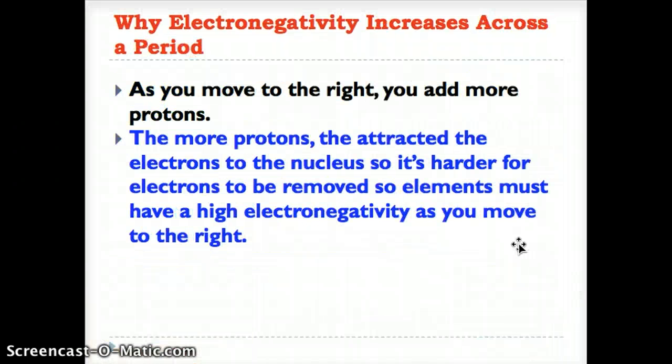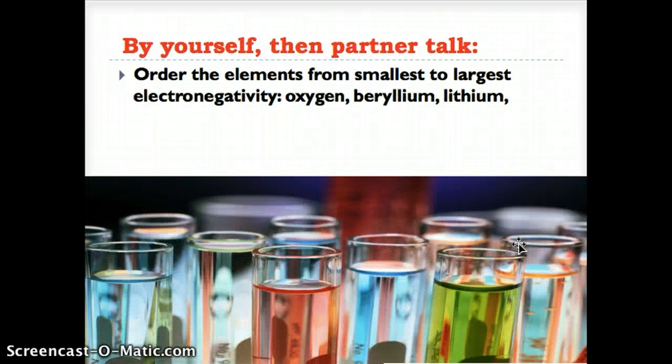As you move to the right, you're adding more protons. The more protons you add, the more the nucleus pulls on those outer electrons. So that's why as you move to the right side of the periodic table, electronegativity goes up, because it has more positive charge. It's pulling on the electrons even more towards itself.